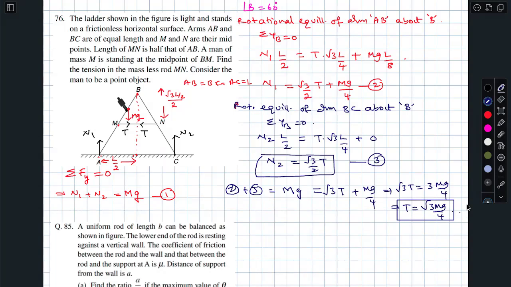Repeating the same. Every question, doing the same. This entire week, our cow is sigma Fx equals 0, sigma Fy equals 0, torque.